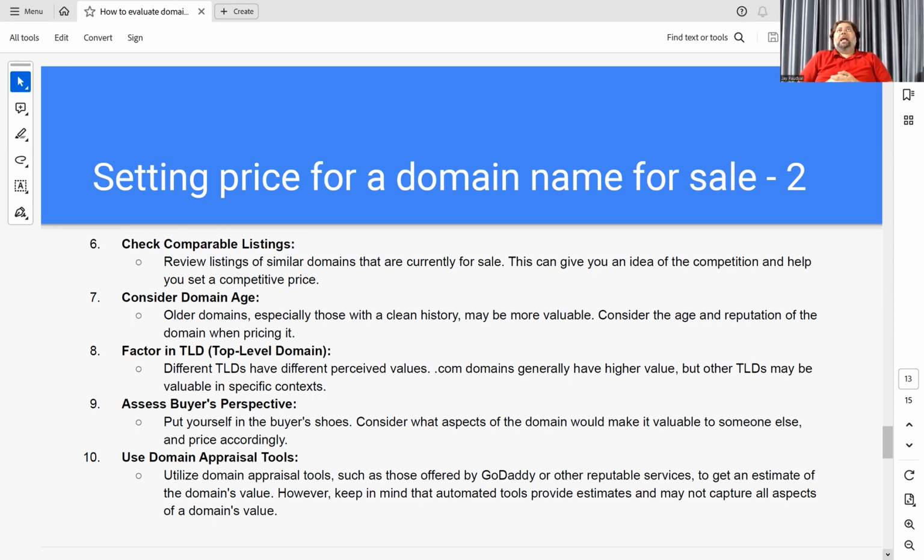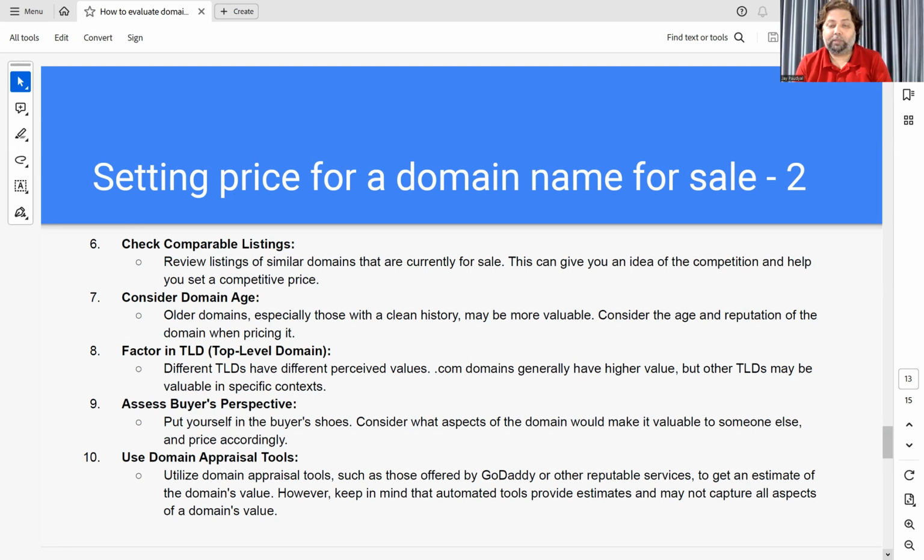See, if somebody has listed woolenjacket.com for $20,000, then you should list your .ca domain for $5,000, not $500. $500 was too little, and I was just giving an example that time. So consider the domain age also, like how old that particular domain is. Factor in TLD. .com is king, but if you are targeting a specific country like .ca, you can go for .ca also, but for beginners, just stick to .com.